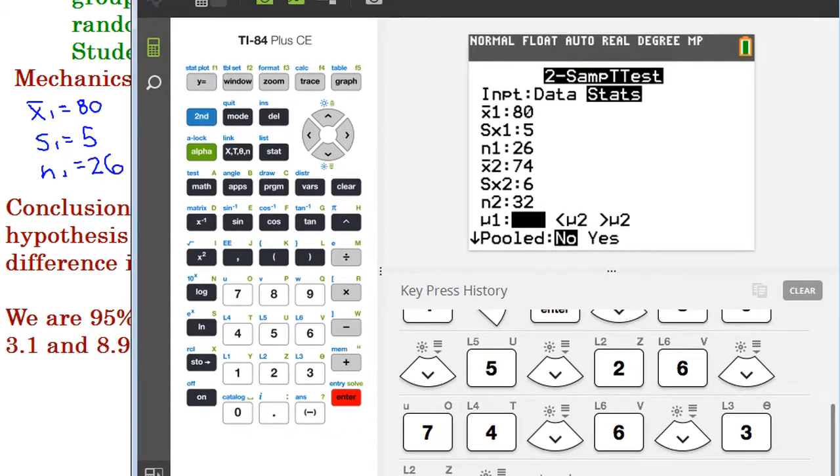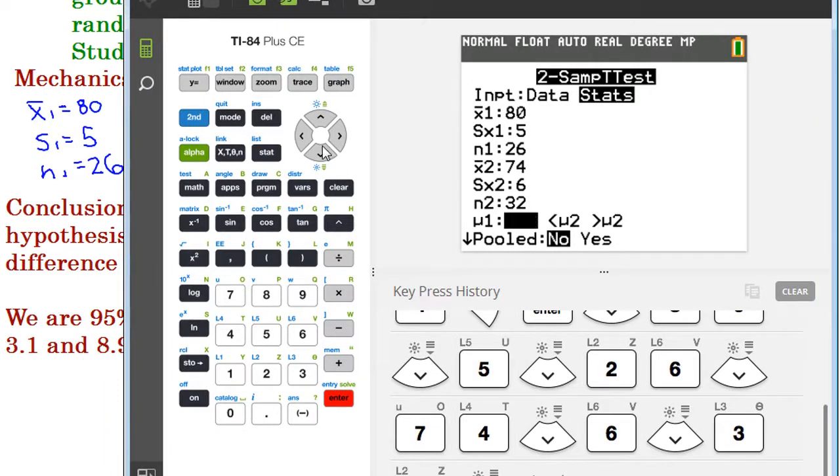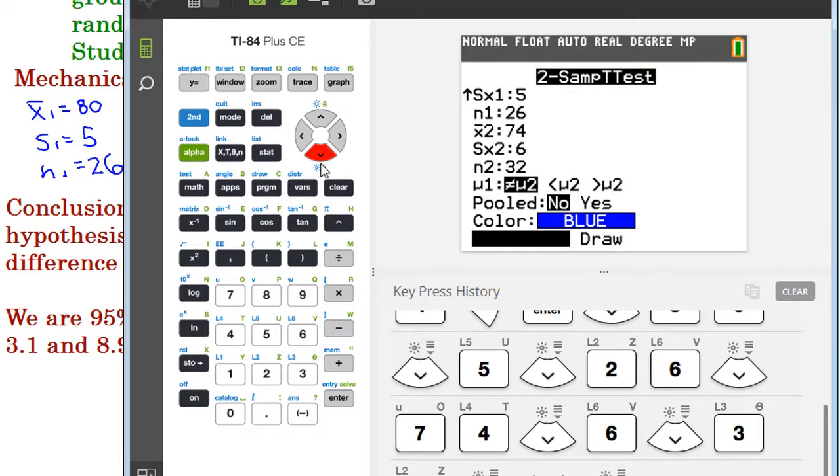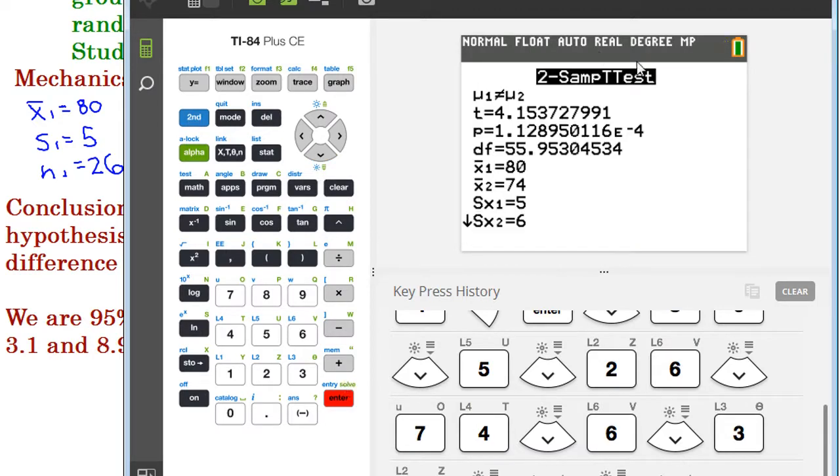So I want to talk to you about this option here, pooled. This is something that we actually don't really talk about in this course. It's basically just always safe to leave it at no. There's never really going to be an instance where you have to switch that to yes in this course, so just always leave pooled at no. And then as always, just hit calculate. And then it gives us all of our stuff.